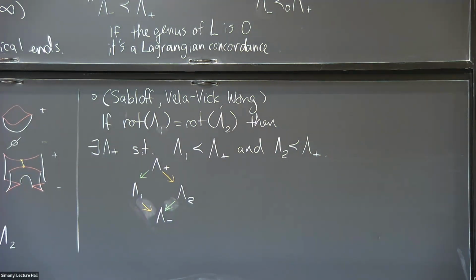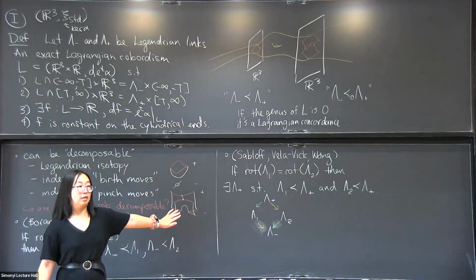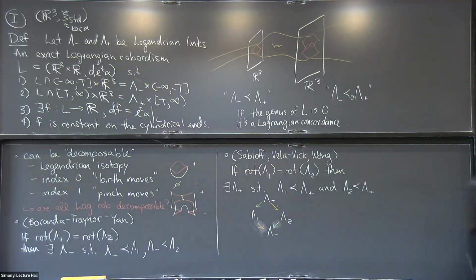Okay, so with all of that, that's all I wanted to say about Lagrangian cobordisms without the quasi. And so now what I'm going to do is define what I mean by Lagrangian quasi-cobordism.